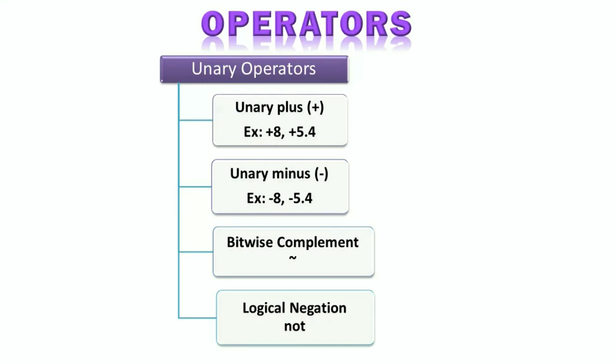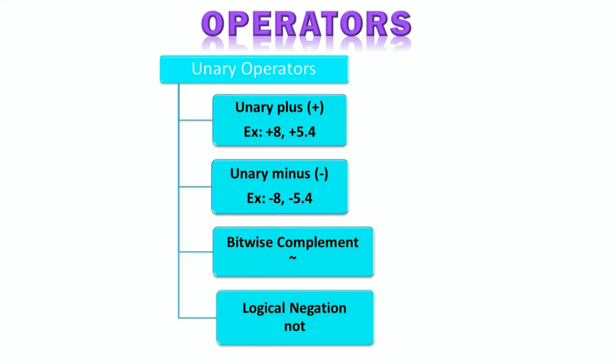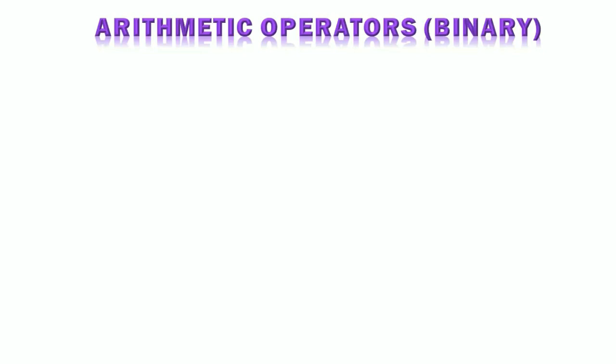At first we will discuss the unary operators. Unary arithmetic operators, that is unary plus, which is represented by the plus symbol, example +8, +5.4. We have unary minus, like -8, -5.4. You also have the bitwise complement operator and the logical negation, that is the not operator. We will be discussing bitwise complement and logical negation not in detail later on. All the other operators are binary operators.